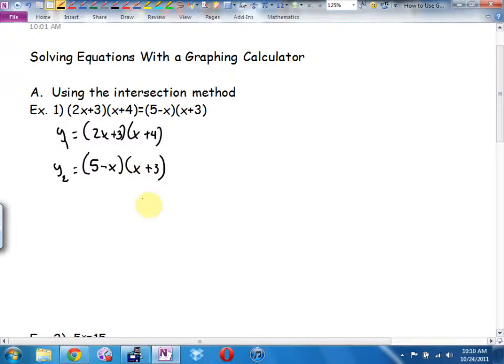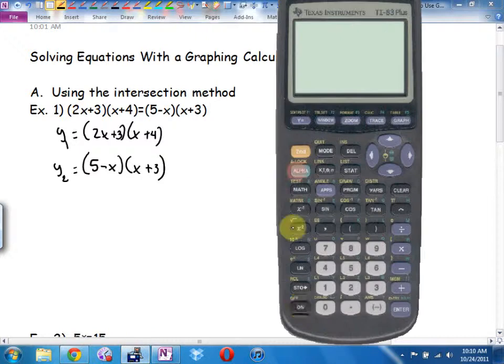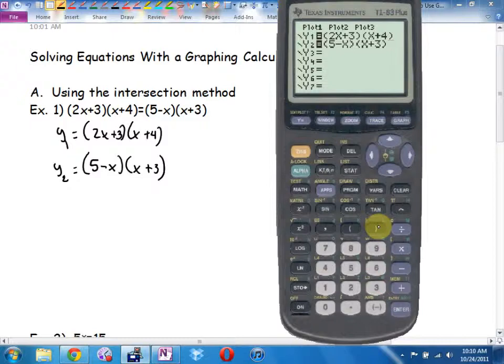I'm going to treat the left side and the right side as two completely separate equations. Why not? So I get out my graphing calculator, press y equals, I'll clear any graphs that I have there. Left side, 2x plus 3, bracket, bracket, x plus 4, close bracket. The right side, bracket, 5 minus x, close bracket, bracket, x plus 3, close bracket. Once you have that typed, don't hit graph yet. Just get that typed in. Right, y1 and y2, we're okay, Shannon?